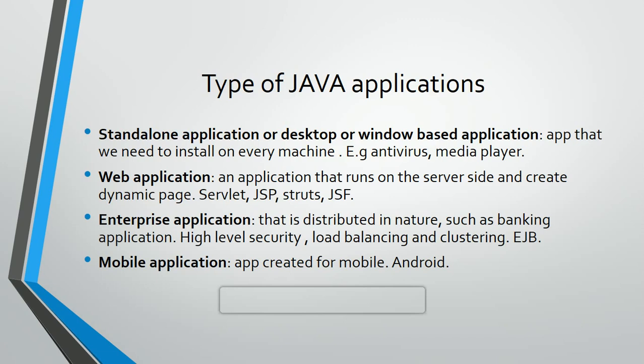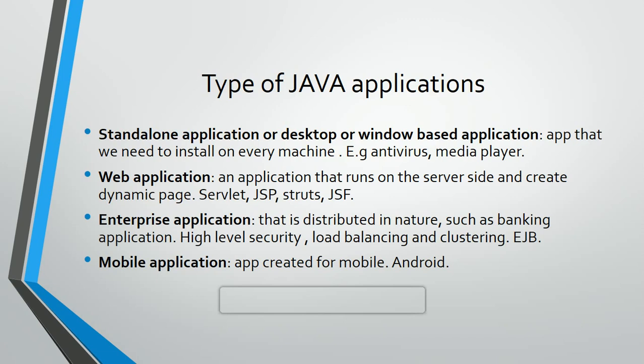The second one is web application, an application that runs on the server side and creates dynamic pages. We can develop amazing web applications using Java technologies. The technologies that we use to build web applications in Java are servlets, Java server pages, struts and Java server faces.